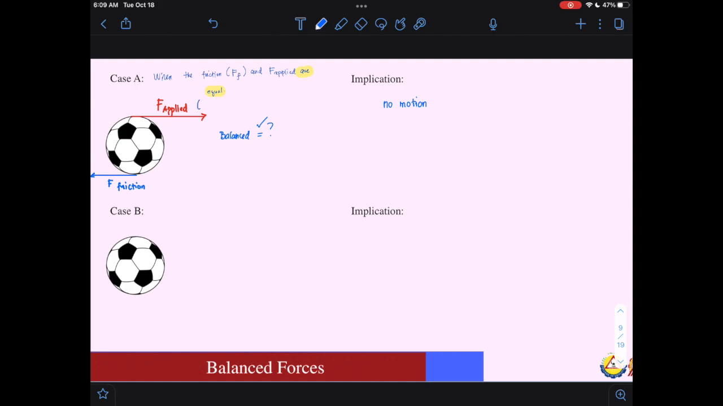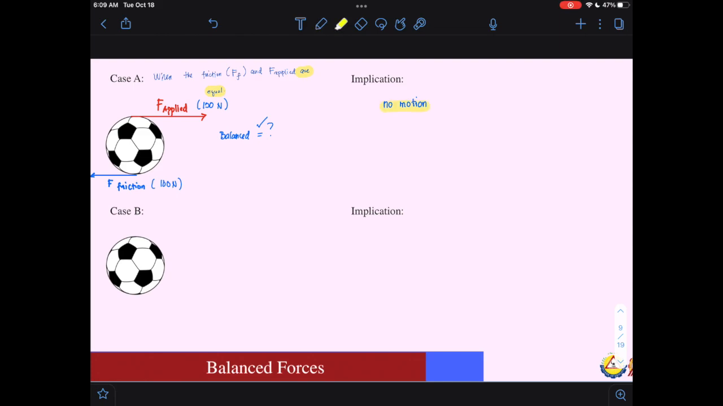These are not realistic numbers, just for illustration or explanation: 100 newtons applied force, and your F friction is also 100 newtons. So of course there is no movement of your object. Implication: no motion. The forces are balanced.